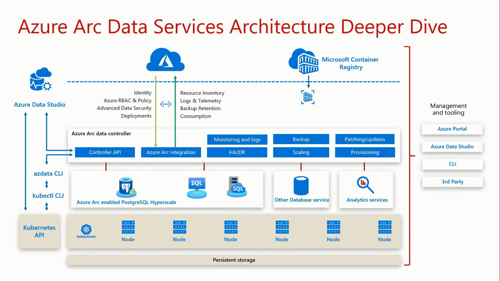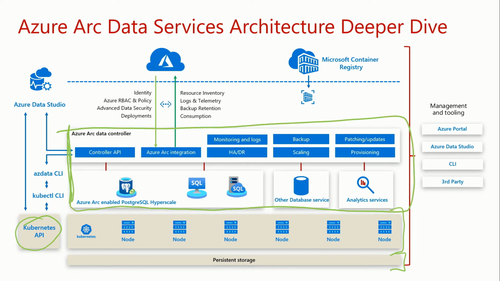So let's look at a deeper dive of the architecture here. As I mentioned earlier, you provide the infrastructure and you provide the Kubernetes cluster, which is this layer here. Like any form of Kubernetes, this Kubernetes cluster exposes Kubernetes APIs. And what is super important is that these are the same APIs that Azure Arc Data Services is going to use to allow you to manage a system. So when you install Azure Arc Data Services, what you get is this box here, which, as we mentioned earlier, gives you the data controller and the database engine.